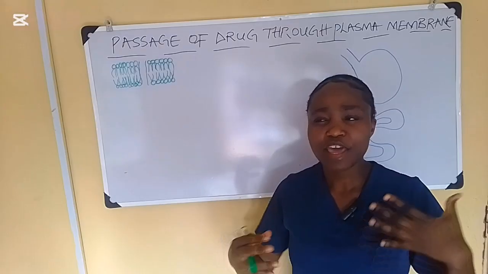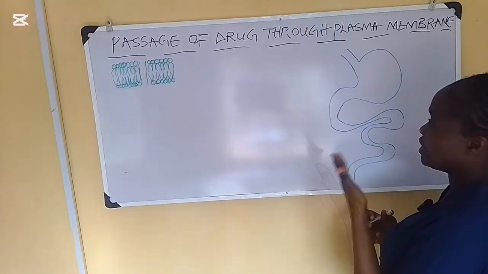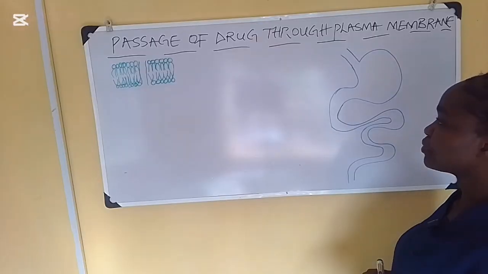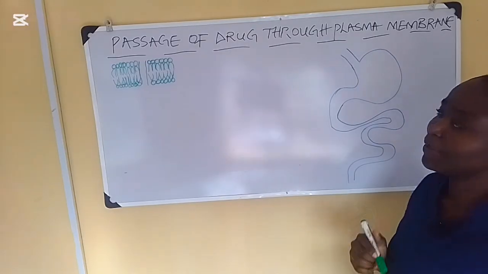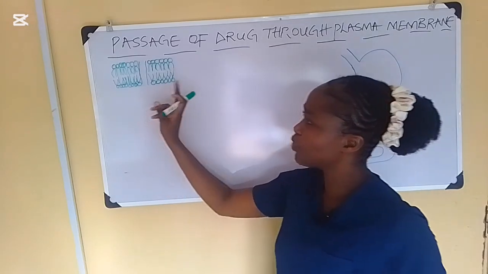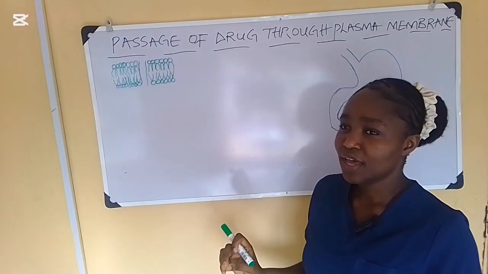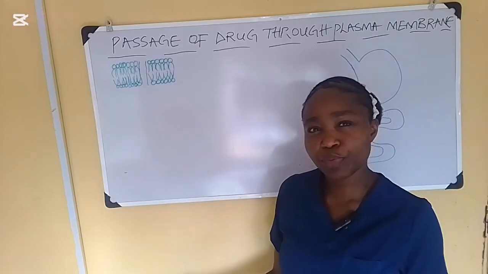I want us to just have a quick idea of what it means for a drug to get into the bloodstream. So I started by drawing this. Now, what does this frame represent? This frame or this image or this sketch is just to show us an example of what a cell membrane looks like.